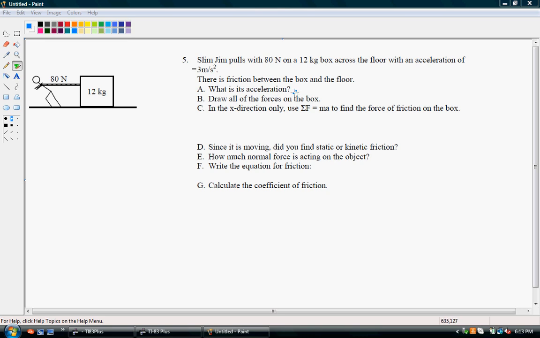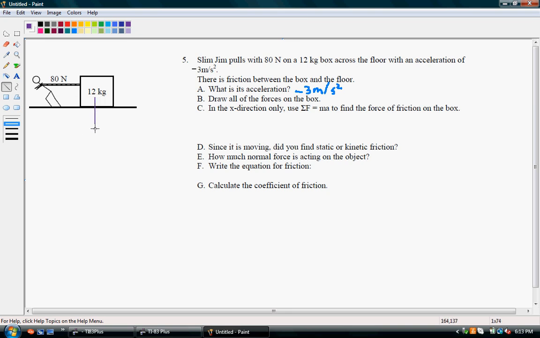Our acceleration is -3 meters per second squared. Alright. And now it wants us to draw the forces on the box. So let's think about everything that we've got here.